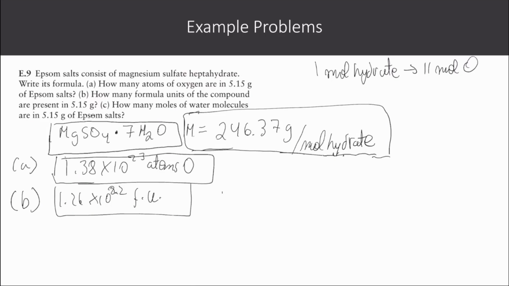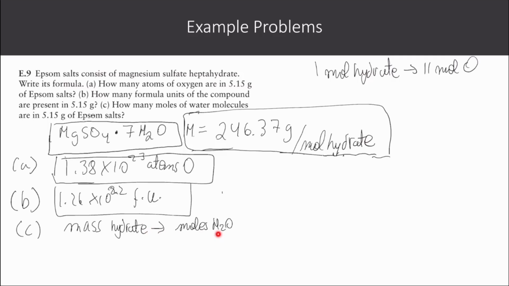Finally, let's do part C. How many moles of water molecules are in 5.15 grams of Epsom salts? Okay, so for part C, we're trying to go from mass of hydrate to moles of water.